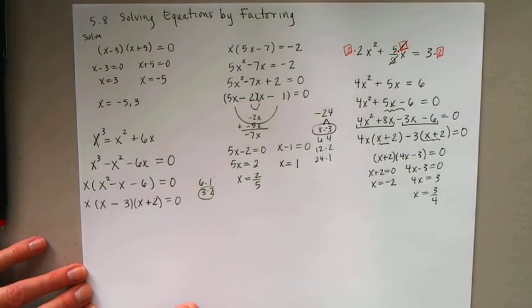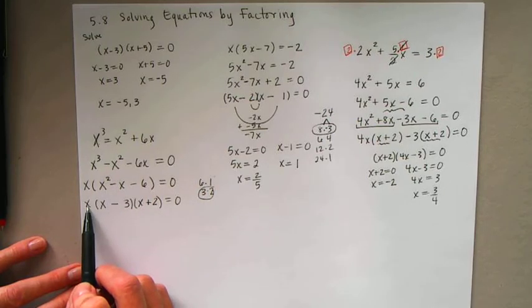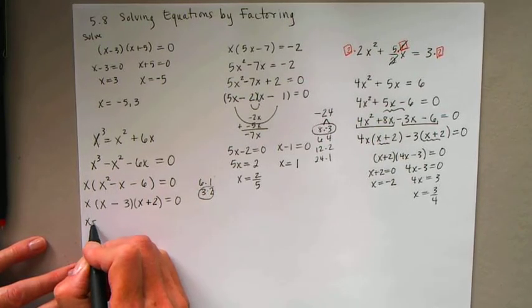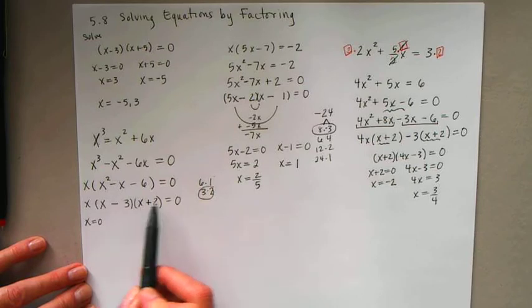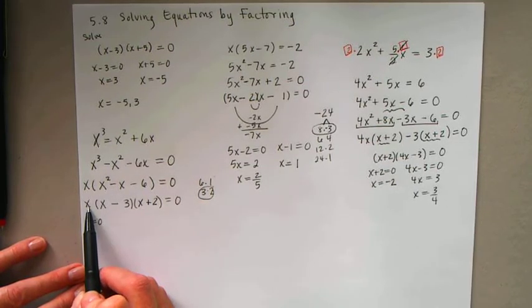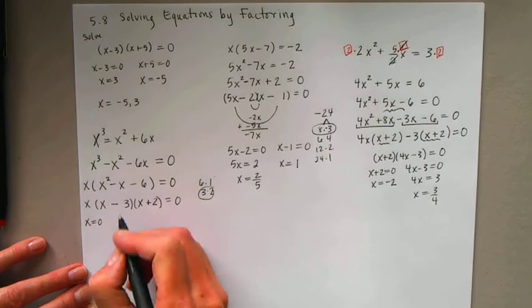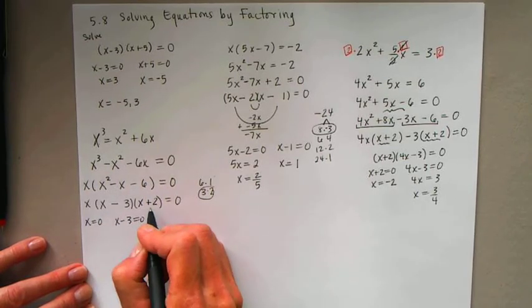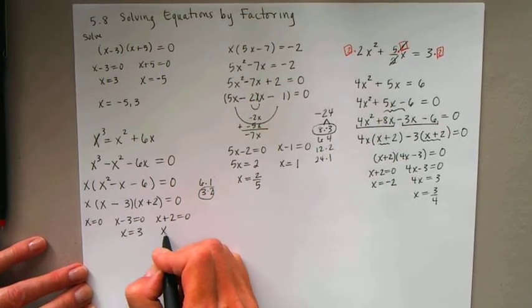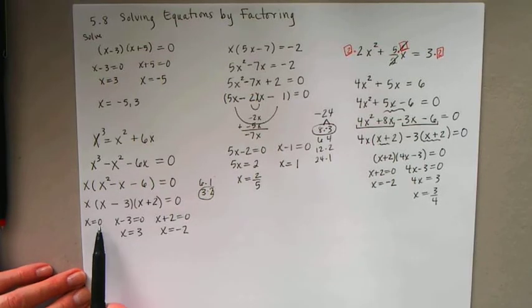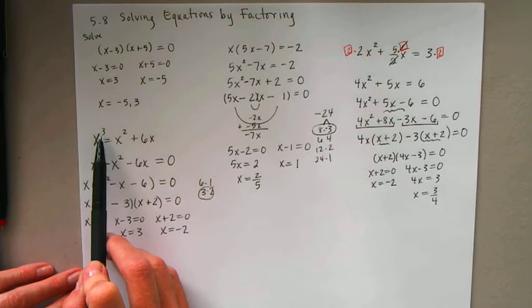Now this is really important. Right here I actually have 3 factors. And because this has a variable in it, I set that equal to 0 as well. Because if x was 0, 0 times this and this would equal 0. So that is actually a solution. x equals 0. Here, I set x minus 3 equal to 0. And here, x plus 2 equal to 0. So, solving, I get this. So I have 3 solutions. And that's common when you have x to the third, because you can have up to that many solutions.